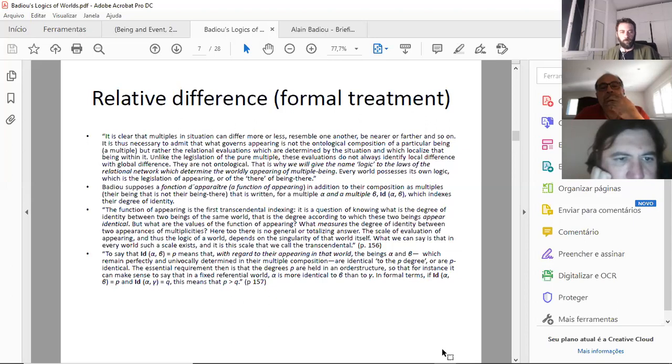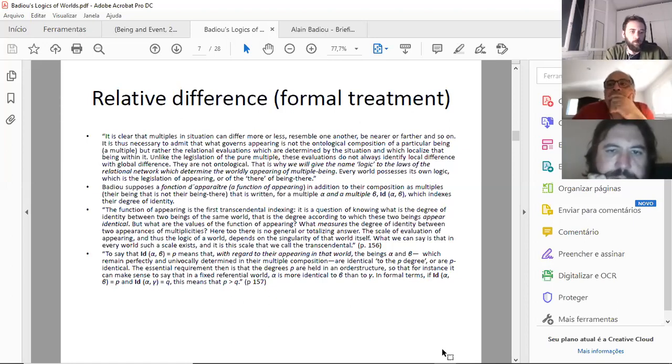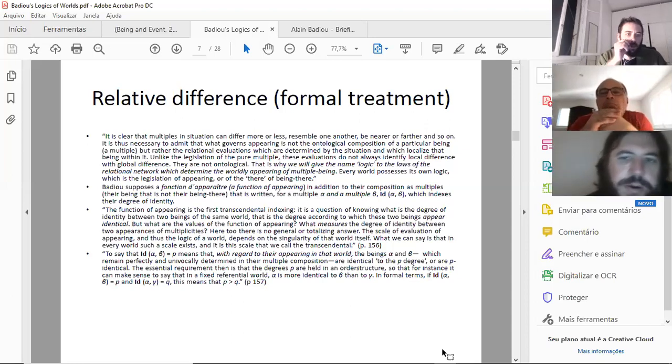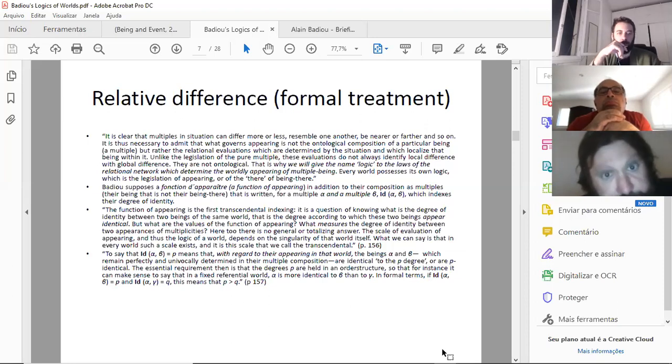What is this? Fonction d'apparaître, function of appearing. No, we didn't get there, right? Okay, so I'll read it. It is clear that multiples in situation can differ more or less, resemble one another, be nearer or farther, and so on. It is thus necessary to admit that what governs appearing is not the ontological composition of a particular being, a multiple, but rather the relational evaluations, which are determined by the situation and which localize that being within it. Unlike the legislation of a pure multiple, these evaluations do not always identify local difference with global difference.